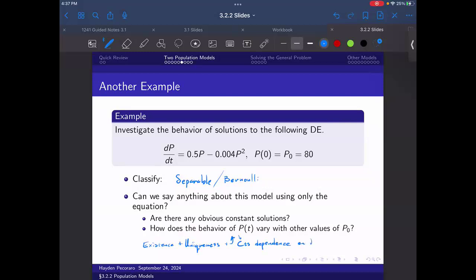On initial conditions. Right. So usually for our differential equations, we want the solutions to change nicely as the initial conditions change. We don't want a big change in how our solution looks if we go from 80 to 81. That would be kind of annoying.